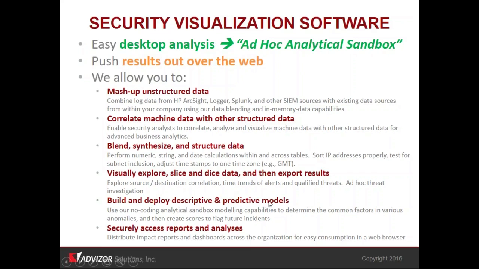Build and deploy descriptive and predictive models using no-coding analytics software modeling to determine common factors and various anomalies, and then create scores to flag future incidents. It's really important because that directly complements. So if there are 10 or 15 factors, most human beings can visually explore them. Well, the more analytically inclined human beings can visually explore that. But once you get past that, and a lot of this data is much wider than that, you can't. And that's where the modeling can come in to give you clues as to what matters more.